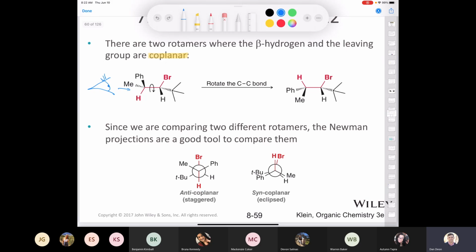If we look at the other rotamer, if you take another eyeball and you look down this carbon-carbon bond, what you see is that they're coplanar, but they're syn coplanar. They're eclipsed. Now you can imagine which one of these two conformations is more stable. It's going to be the one that's staggered. And so in order for the elimination to occur, the whole syn coplanar arrangement won't work. So there's only one possible rotamer, and that's why the reaction is stereospecific.